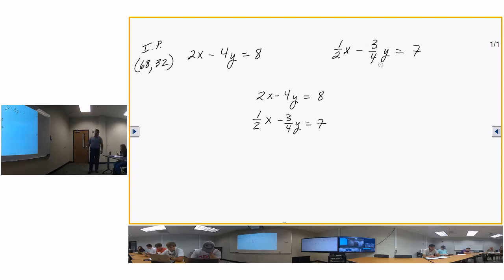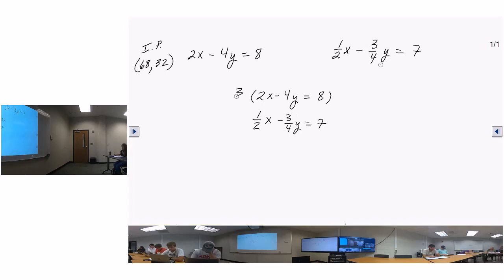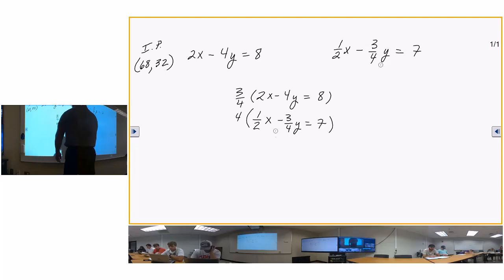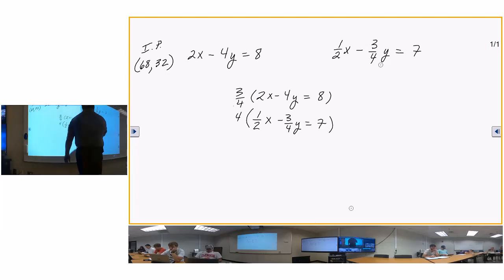Or I could just use a 3/4 on the top and a 4 on the bottom and multiply through by that. So I'm going to multiply the top by 3/4, and I'm going to multiply the bottom by 4. If you want to multiply this by 4, you can do that, but just remember to multiply that 4 by that 7, because people forget to do that. It doesn't matter to me. So that'd be 6/4, which is what?